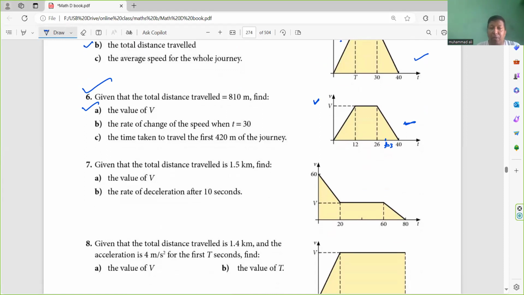When it is on the below side, it is negative acceleration or deceleration. Part C, the time taken to travel the first 420 meters of the journey. So the first 420 meters, like here, the first 420 meter journey, how much time is needed? So we have to find question number 6 and 7.